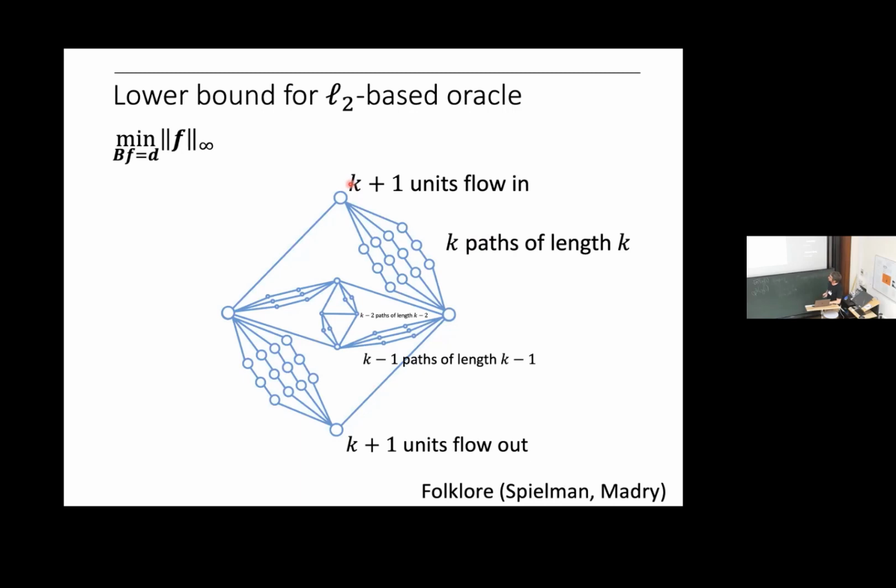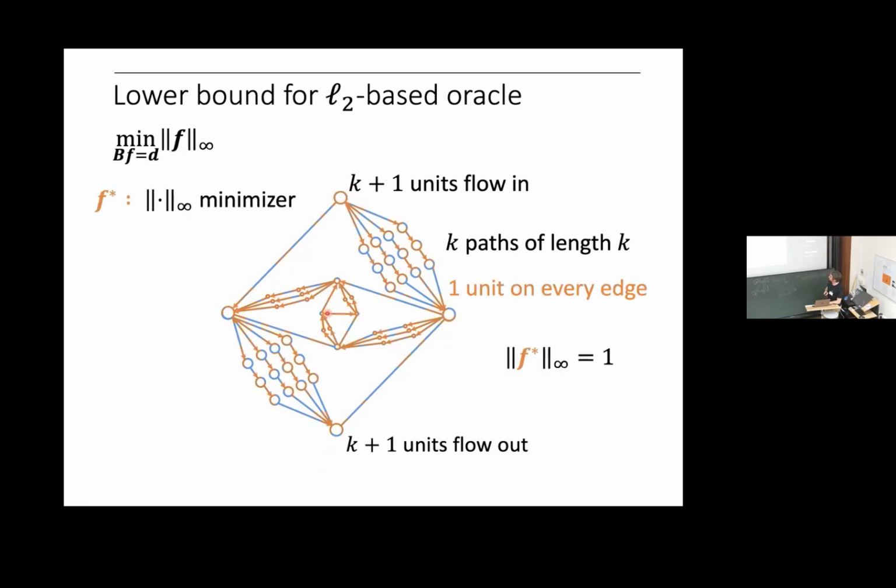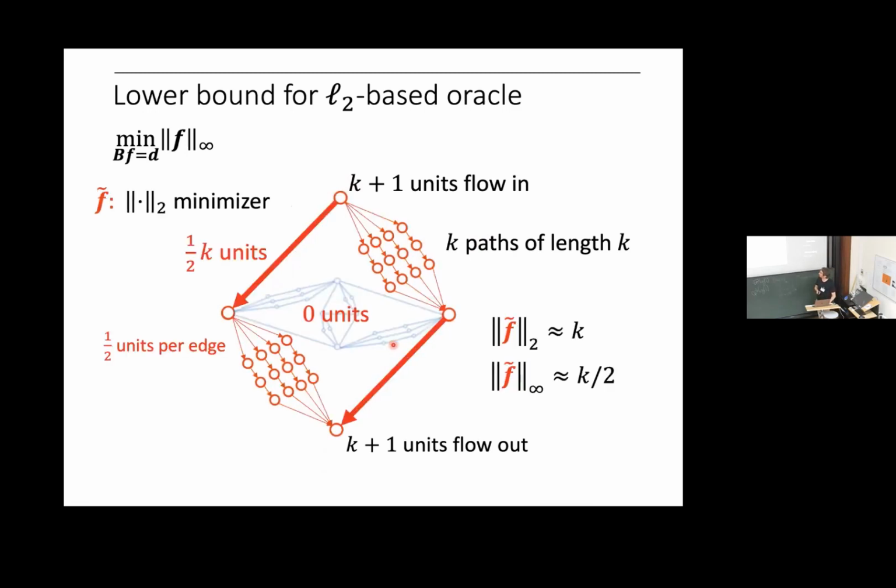So we want to send k plus 1 units of flow in and take k plus 1 units out in this graph, which has one path of length 1, k paths of length k, and then it recurses through here with a one smaller parameter. What you need to do here for a max flow is send 1 unit on every single edge in the graph. But your electrical flow will not notice the recursion at all. It's just going to send half the flow on this one path and half the flow on these k paths of length k, and only notice one level of the graph.